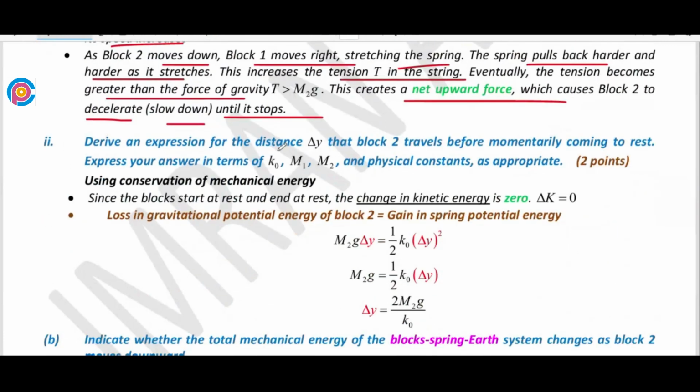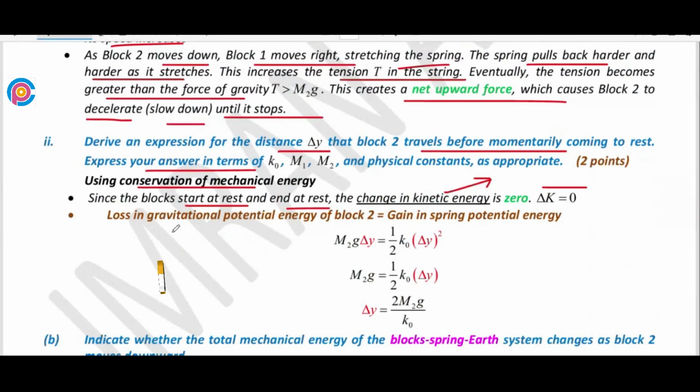Derive the expression for the distance delta Y that block 2 travels before momentarily coming to rest. Express your answer in terms of K naught, M1, M2, and physical constants. I am using the law of conservation of mechanical energy. Since the blocks start from rest and end at rest, there is no change in kinetic energy, so delta K is equal to 0.